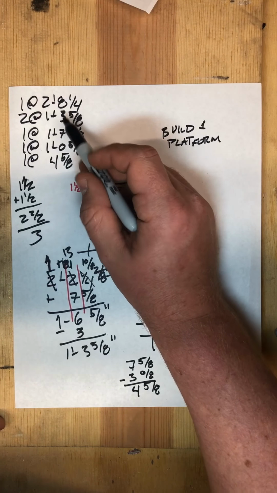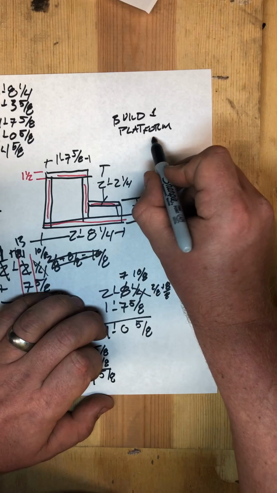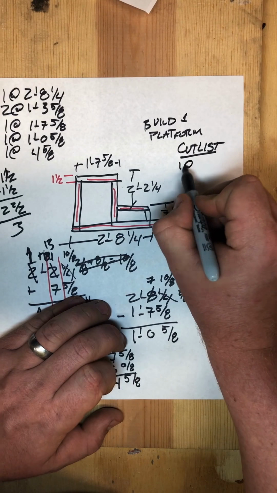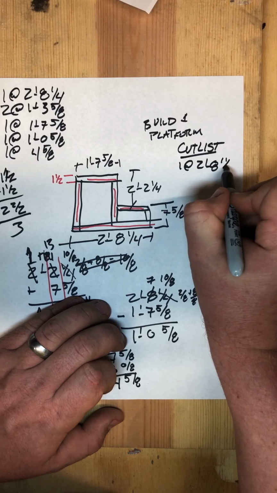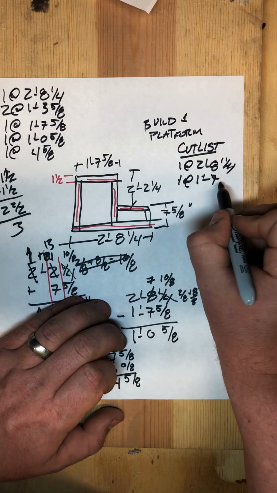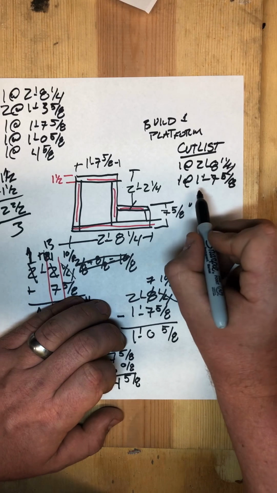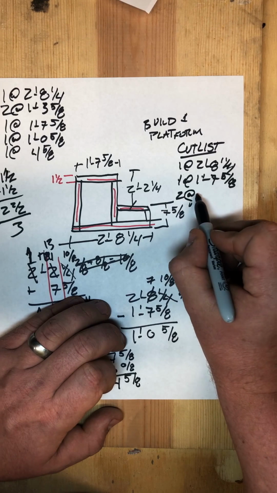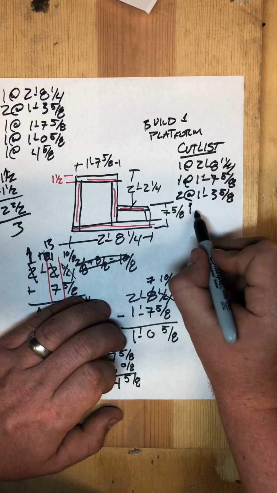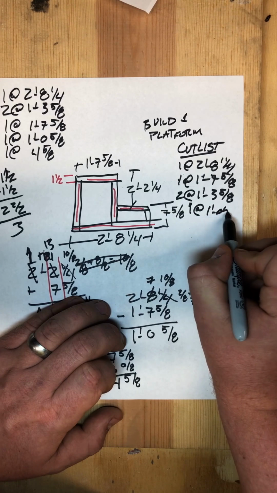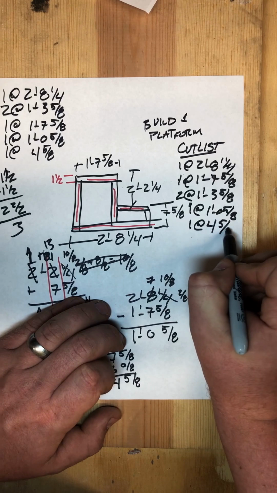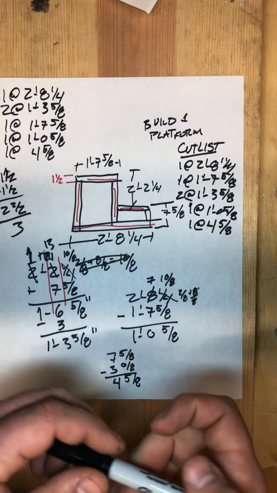Okay? So now I'm going to make my official cut list and write all of these in order, because you can see right here, these two are off. So then I will say cut list, and then one at 2 foot 8 1/4, one at 1 foot 7 5/8, two at 1 foot 3 5/8, one at 1 foot 0 5/8, one at 4 5/8. Man, that's a lot of 5/8.